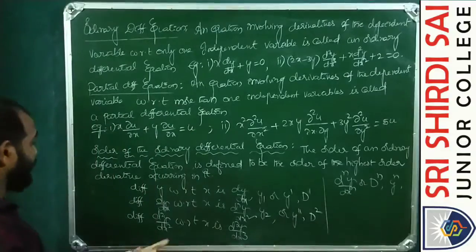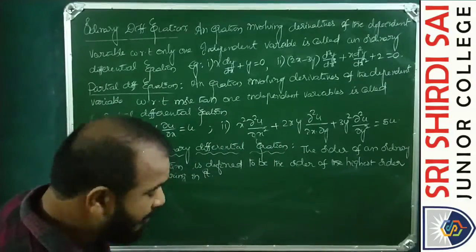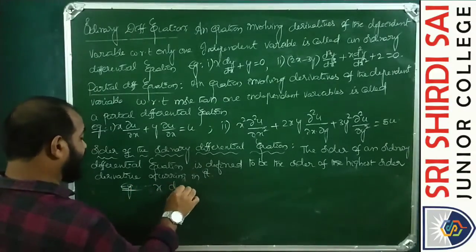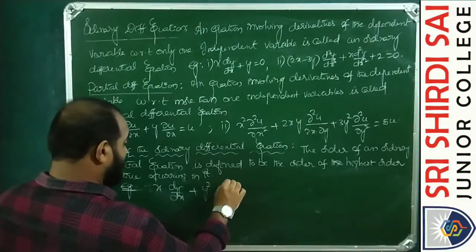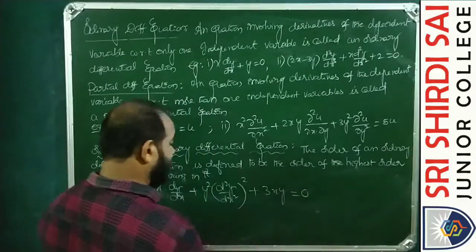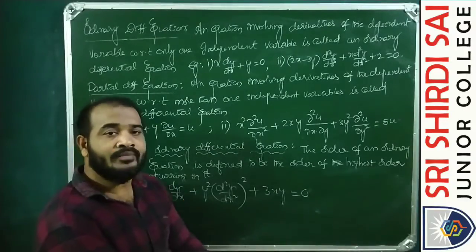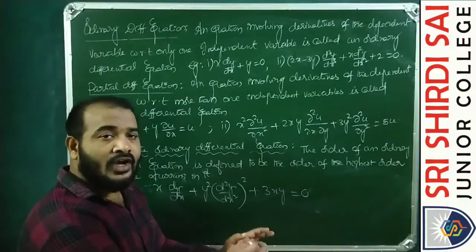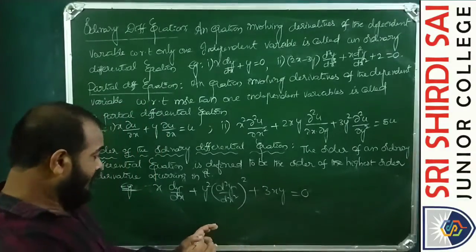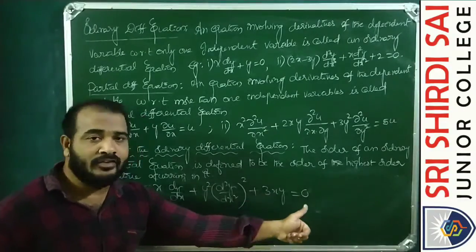So now, how do we evaluate the order of a differential equation? For example, take x dy by dx plus y square (d square y by dx square) whole square plus 3xy equals 0. For example, this is a differential equation. Which differential equation? Ordinary differential equation. Already I have told that the differential equation here is an ordinary differential equation only; the partial differential equation we are not discussing here. There is an equals symbol, therefore it is a differential equation, point number 1.